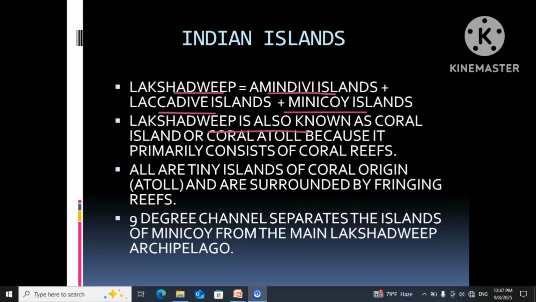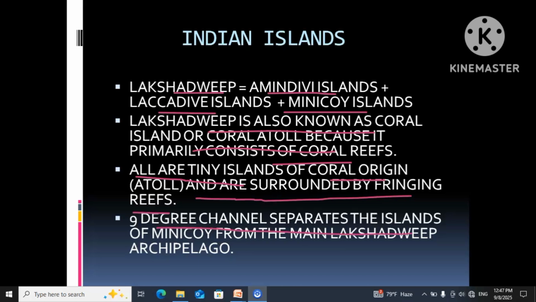Islands. Lakshadweep is also known as a coral island because it primarily consists of coral reefs. These coral reefs are also present in the Andaman and Nicobar Islands. Primarily, Lakshadweep consists of various coral reefs, for which it is also known as coral islands. All are tiny islands of coral origin, atolls, and are surrounded by fringing reefs.